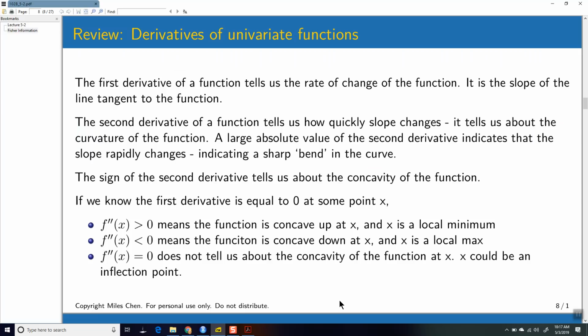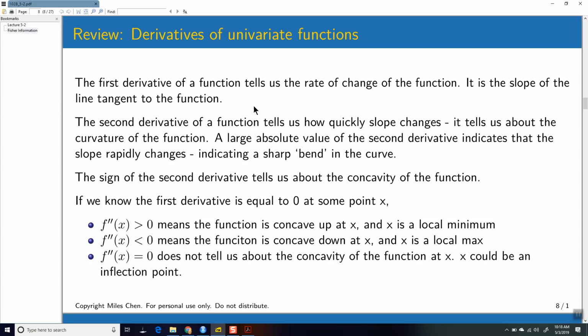So we're going to start with derivatives. The derivative tells you the rate of change of a function, which is the slope. That part's intuitive, right? And then the second derivative tells you how much that first derivative changes. So it's how quickly the slope changes, which we can think of as the curvature of a function. If the slope changes rapidly, then it's really curvy.